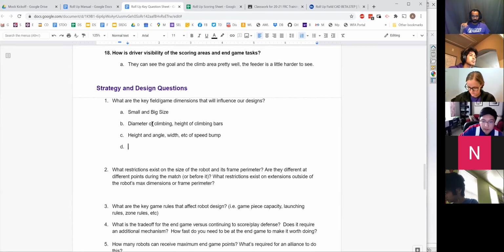Height of the vision target. That's a good one. Yeah, height and location.